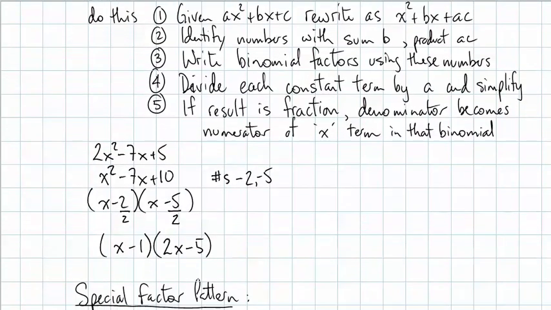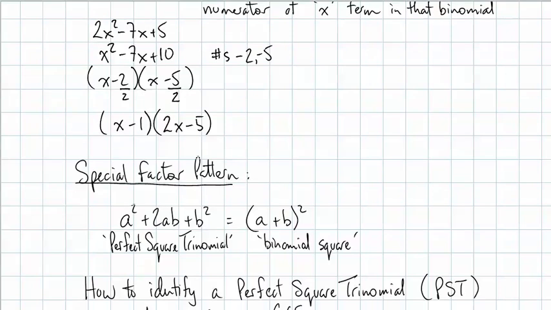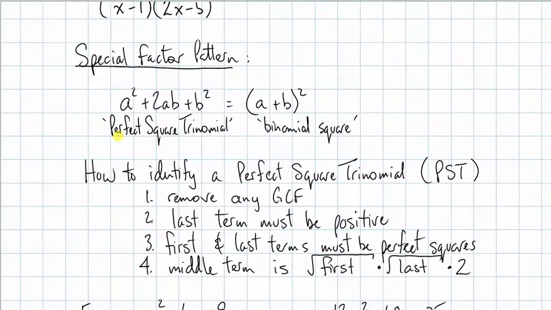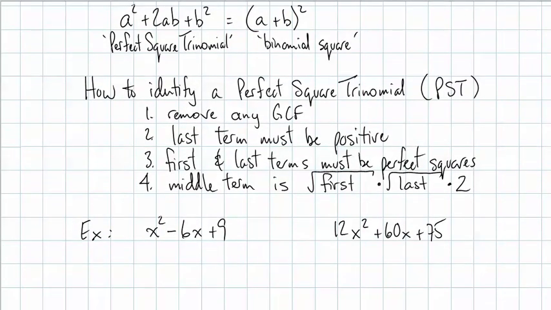I'm going to leave you with one other thing, and that's a special factoring pattern that you need to know about. The perfect square trinomial. We've already seen the binomial square. Remember, now we're working backwards with factoring, so we want to recognize how that trinomial becomes that binomial square. There are a set of steps that you can follow.